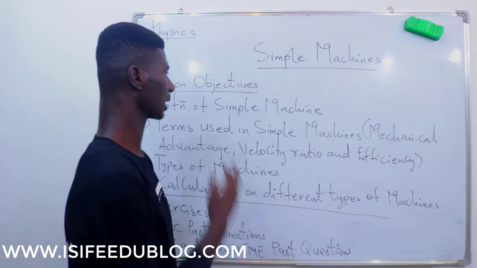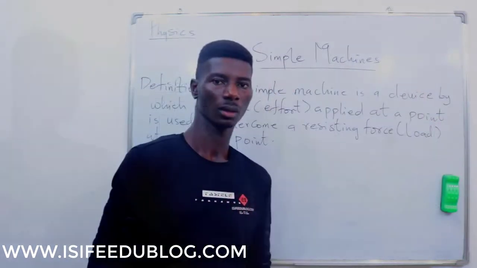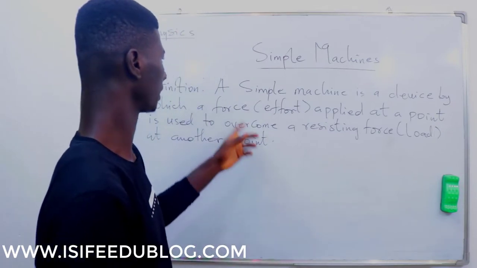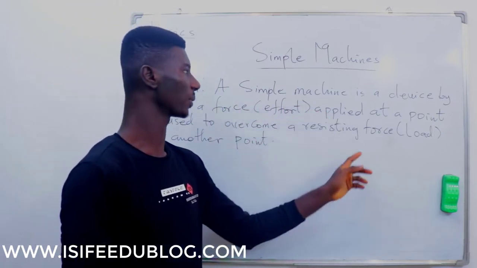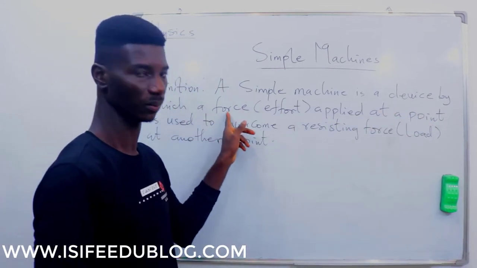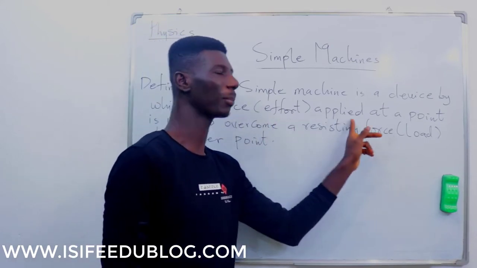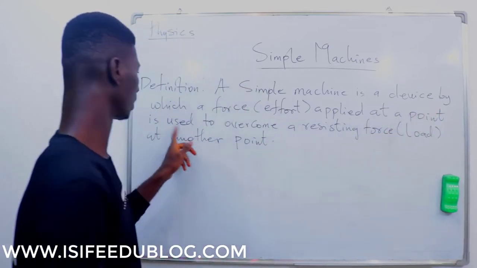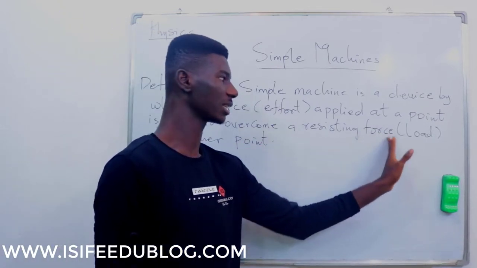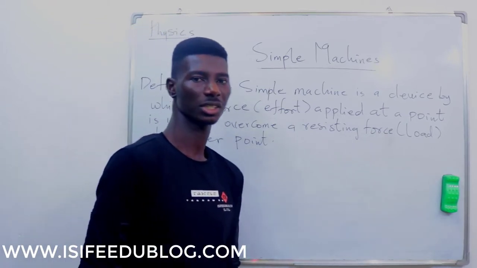So quickly, let's enter the definition of a simple machine. Okay, now this is what a machine is. A simple machine, to be precise, is a device by which a force, that force is called an effort, applied at a point is used to overcome a resisting force. The resisting force is called the load, at another point. That is what a machine is.